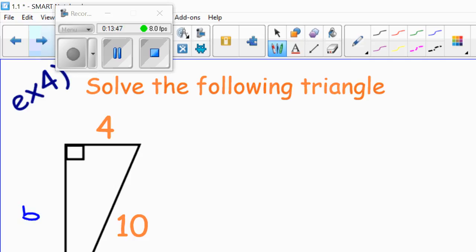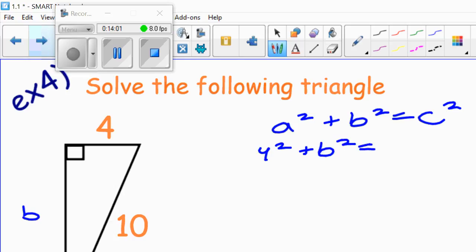B? Okay. So I know that A squared plus B squared equals C squared. And I always write my formula because I'm a good little mathematician. So A is 4, plus B squared. C is 10. Here we go. Okay, so 4 squared is 16. 10 squared is 100.